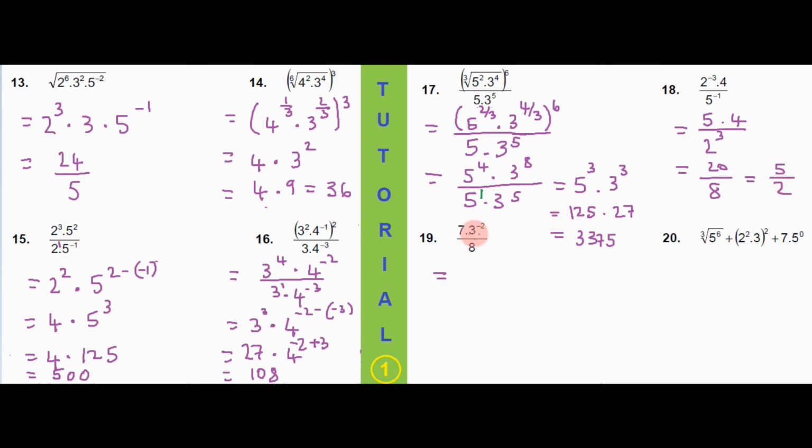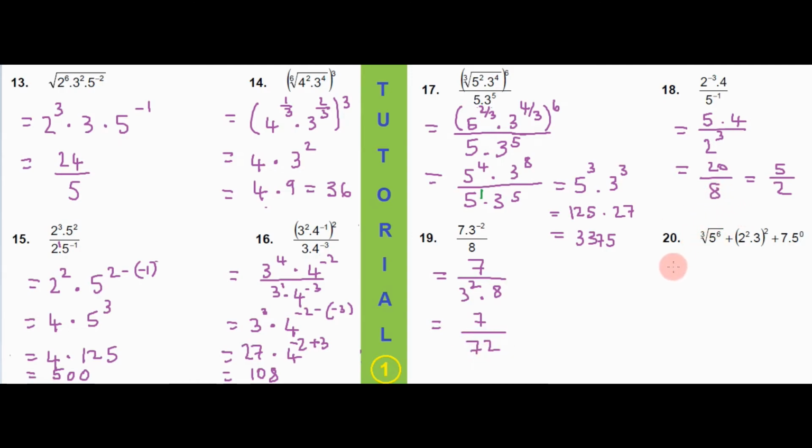Here we can take the 3 to the negative 2 into the denominator as 3 to the positive 2. And we have 7. 3 squared is 9 times 8 is 72. So 7 over 72.